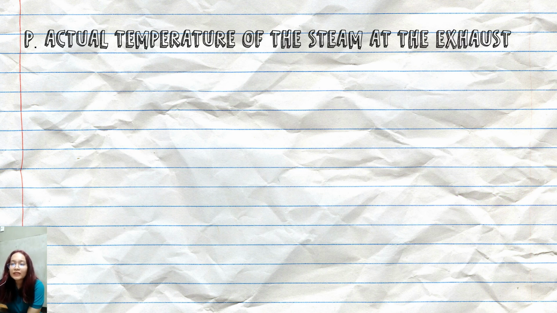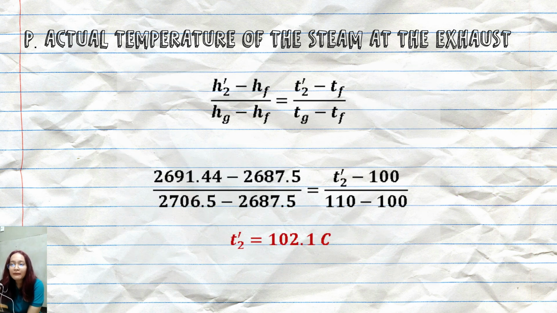For getting the actual temperature, we will also use interpolation by using the previous table. The formula will be the actual enthalpy minus the specific enthalpy of the saturated liquid divided by the specific enthalpy of the saturated vapor minus the enthalpy of the saturated liquid equals the actual temperature at point 2 minus the temperature of the saturated liquid divided by the temperature of the saturated vapor minus the temperature of the saturated liquid. Substitute into the formula on your calculator using shift solve and the answer will be 102.1 degrees Celsius.